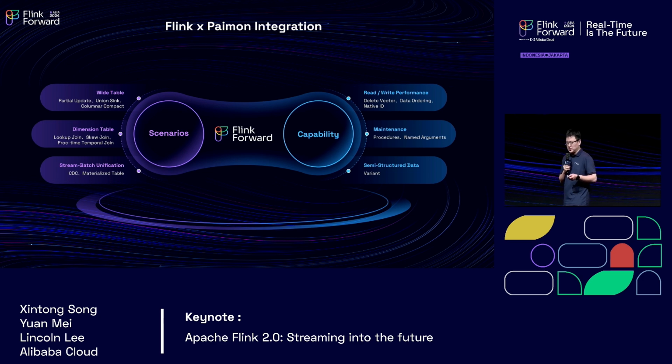And also for the semi-structured data, like JSON or XML, we see a lot of those data in the AI and feature engineering scenarios. We are also working on some techniques, for example, the variant data types, to speed up the read, write, and processing of the semi-structured data. Now that's for the Flink and Paimon integration.